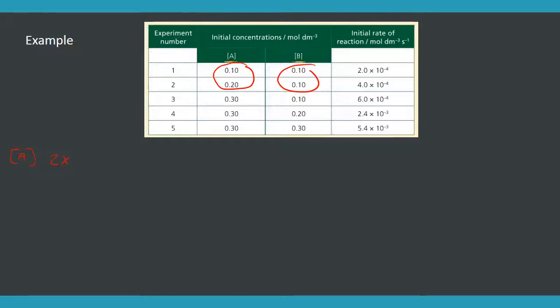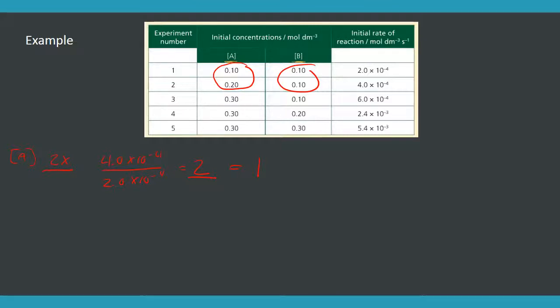So now I want to see how that affects the rate. So I'm going to take 4.0 times 10 to the negative 4 and divide that by 2.0 times 10 to the negative 4. And that's going to be 2. So if we're doubling the concentration of A and we doubled the rate, that gives us an order of 1.